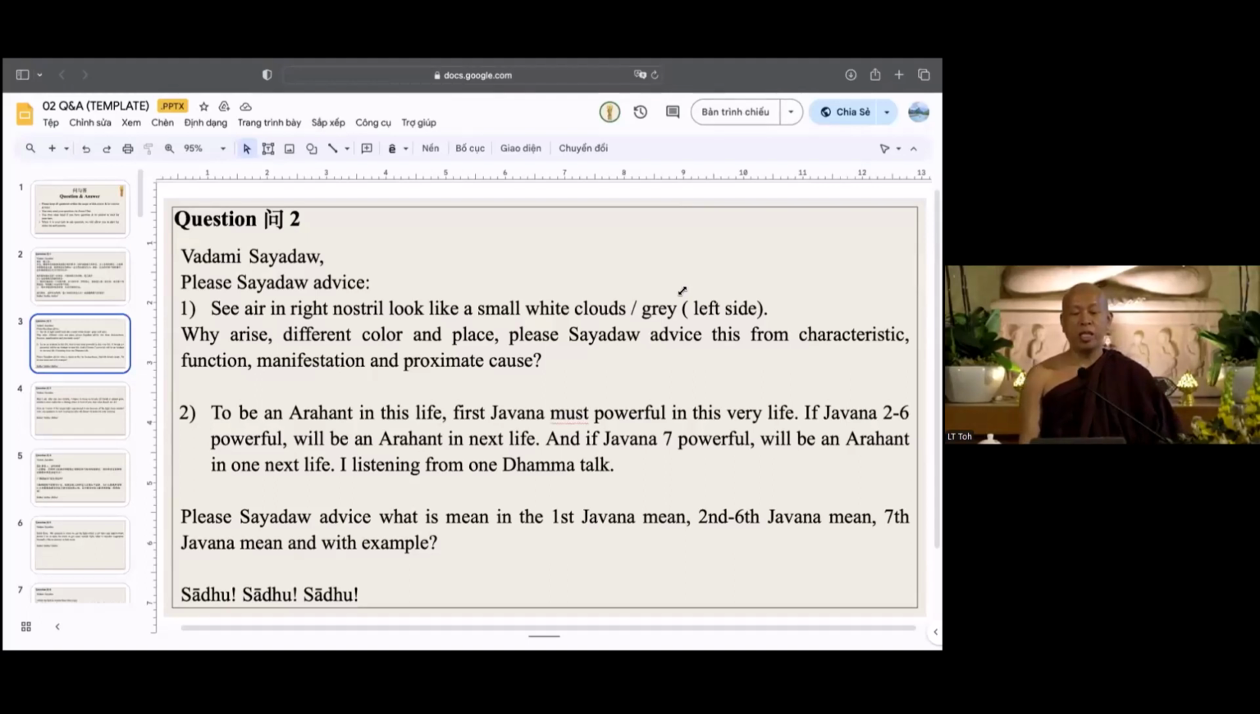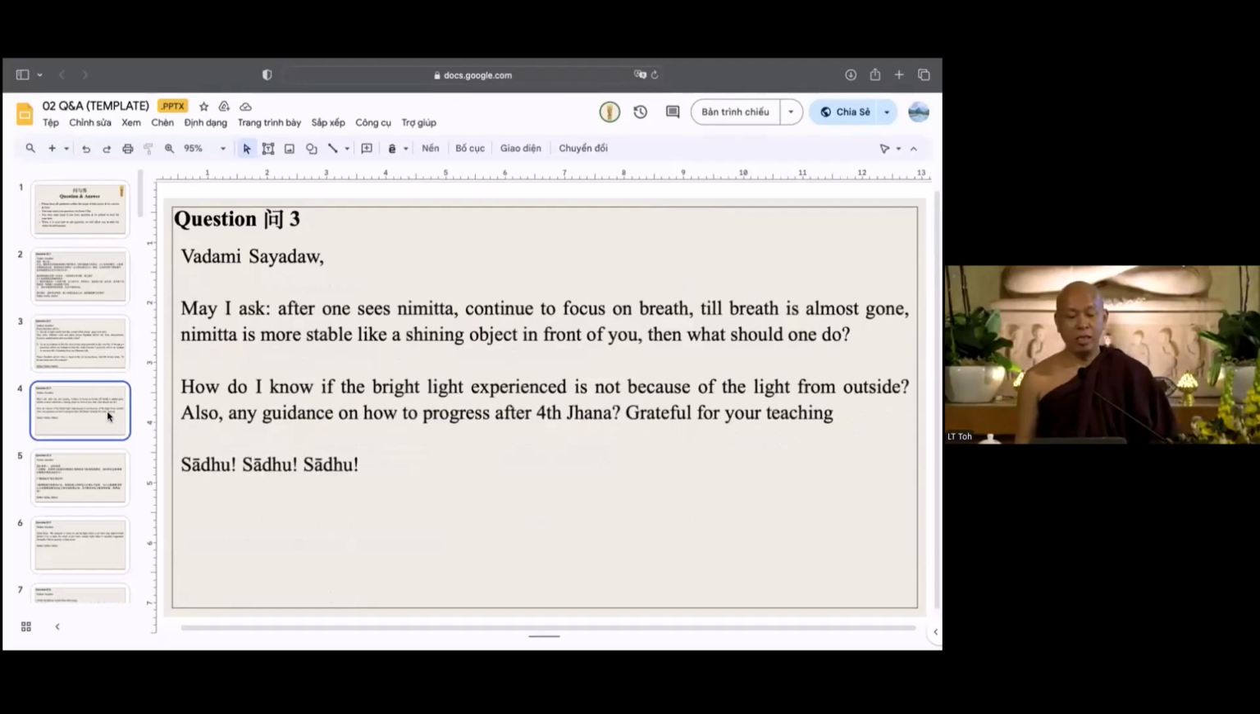Okay, second question. I don't know where you got this information. When we say the first jhana must be powerful in this very life, I think you misunderstand something about Ditthadhammavedaniya Kamma, Upapajjavedaniya Kamma, Aparapariyavedaniya Kamma, and Ahosi Kamma. When we explain that one, you misunderstand something. Okay?